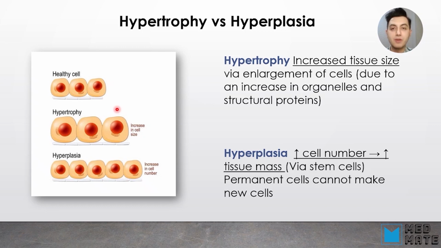In comparison to hypertrophy, hyperplasia is when there is an increase in cellular number. So an increase in cell number leads to hyperplasia, and that's via stem cells. So those tissues that naturally don't have this opportunity to increase their number, for example permanent cells like cardiomyocytes, cannot undergo hyperplasia, they can only undergo hypertrophy. But in other tissues, hypertrophy and hyperplasia happen sometimes simultaneously.